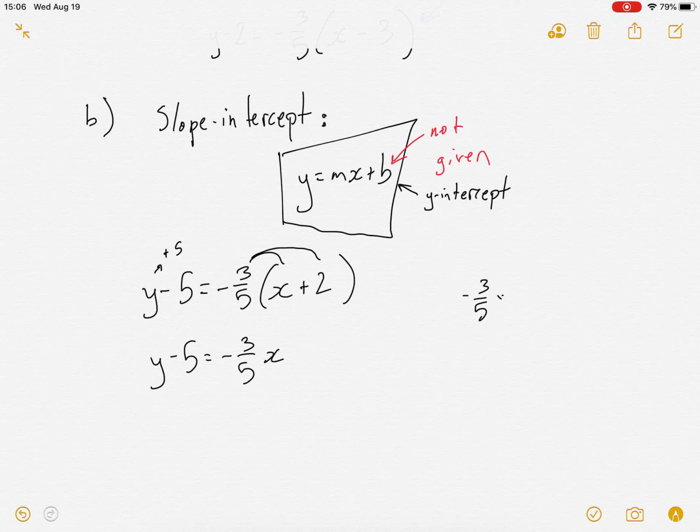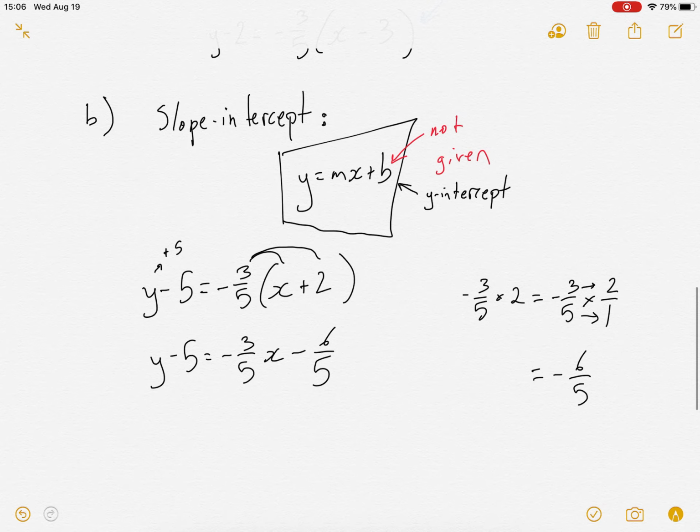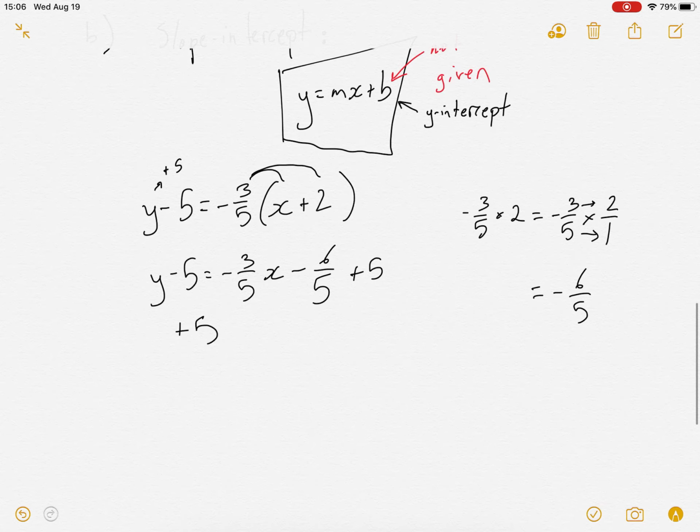Negative 3/5 times 2 is actually negative 3/5 times 2/1. And then to multiply fractions, you just go straight across. So I get negative 6/5. Okay, now I will actually add that 5 to both sides.